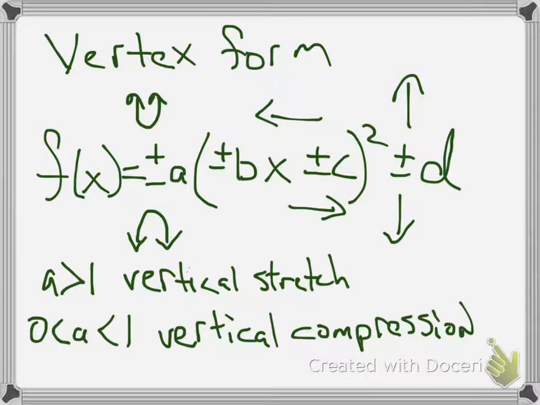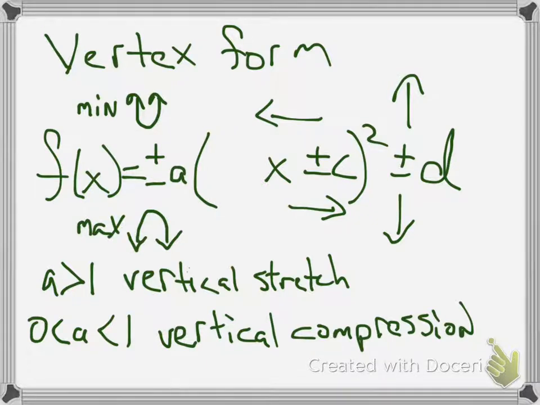Vertex form, you might want to copy this down. I'm just going to give it all to you. Don't worry about the B. I'm going to erase that. Let's just focus on A, C, and D. Plus or minus, when it's a positive in the very front, it's going to go up. Negative, it's going to go down. Up means you're going to have a min. Down means you're going to have a max. So keep that in mind.